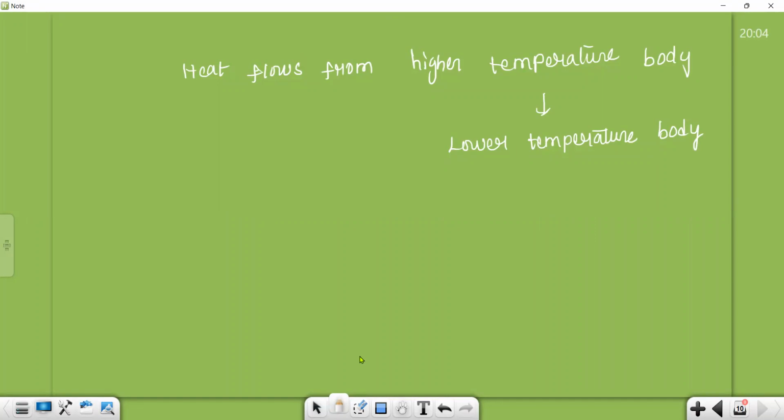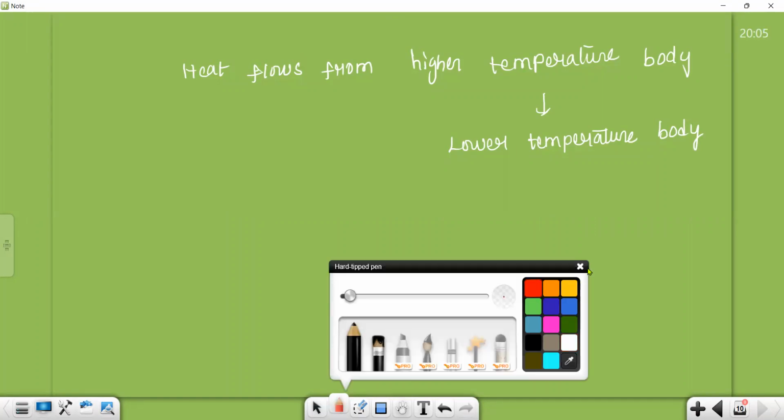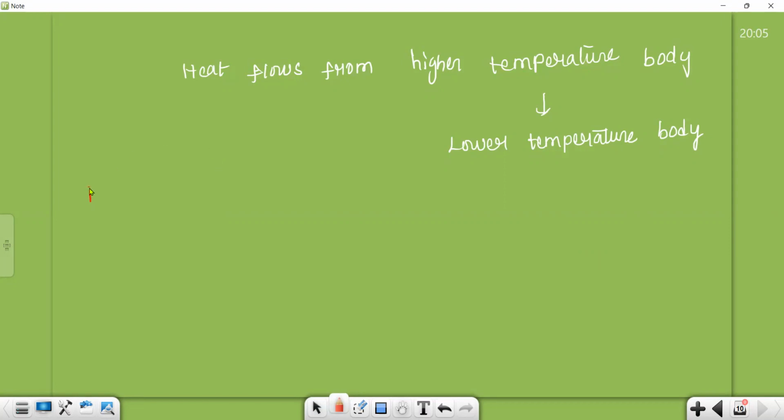Ma'am, for now, can we have a quiz, ma'am? Yes. So lower temperature body, which determines direction. So temperature determines direction of flow. Okay, clear? Ma'am, clear.